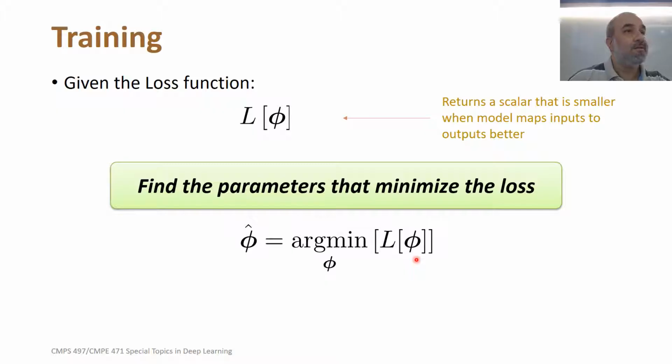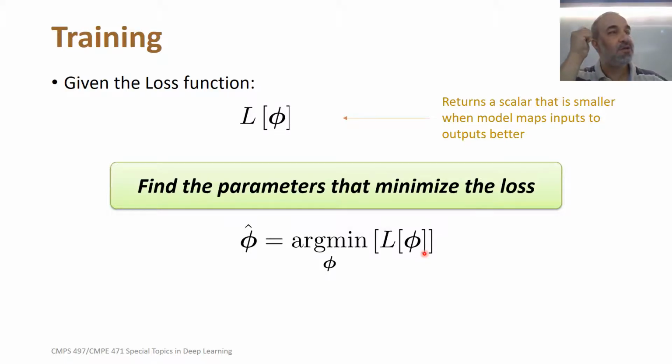Argmin is a function that will return the values of the parameters that will minimize this function. In general, argmin can be used with any function, with any variable. So it gives us the minimum. This is just a notation, by the way. How to implement this function would be a lecture or two. But this is just a notation that in the training phase, the goal is to find the parameters phi hat that will minimize this loss function.